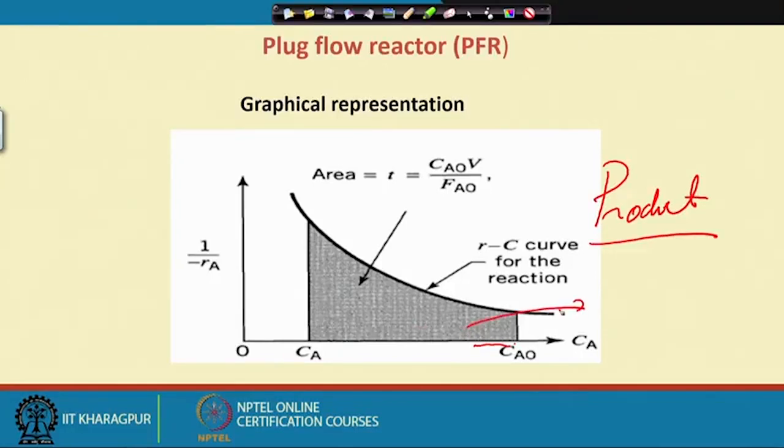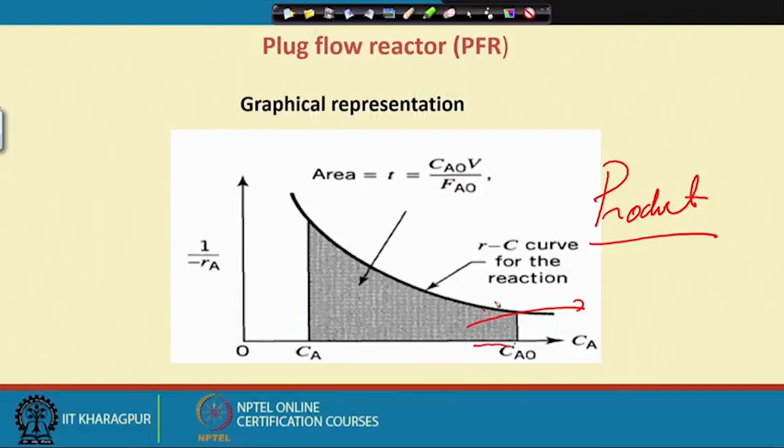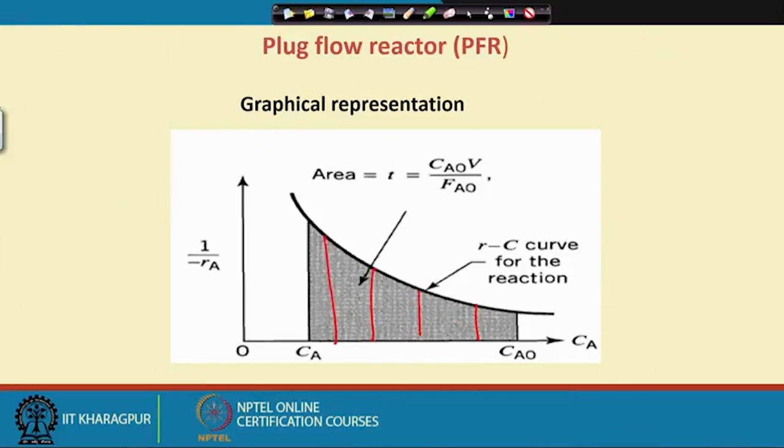Now, I told you the plug flow reactor is very difficult to operate, am I right? So the question comes: is it possible to replace the plug flow reactor by CSTR? The answer is yes. How can it be done? If we put multiple CSTRs like this, what will be the area of the CSTR? It is like this.